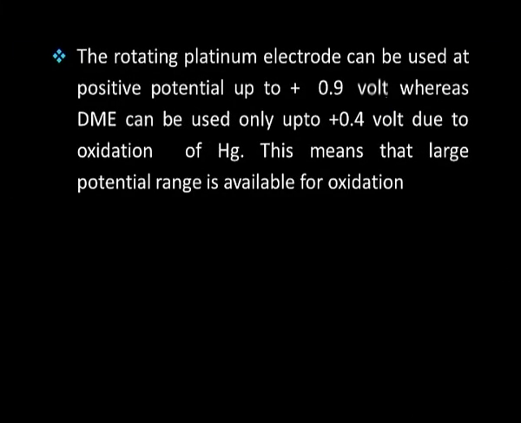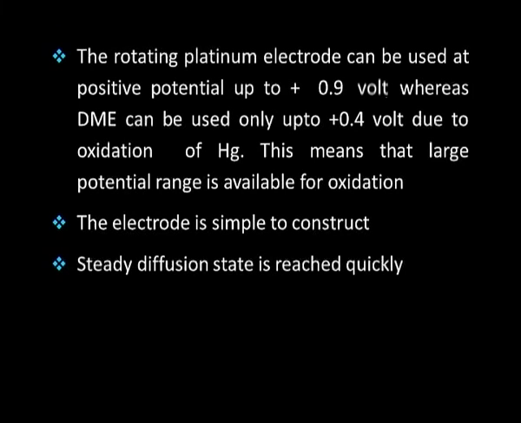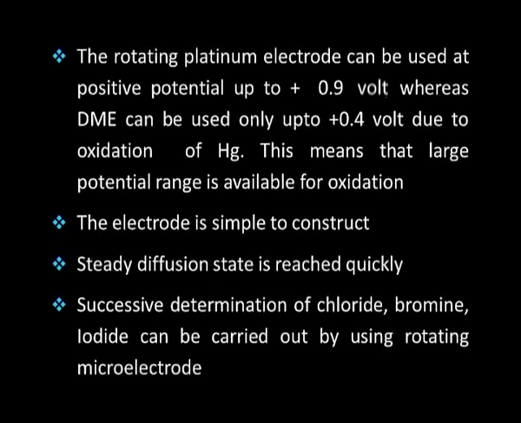The rotating platinum electrode can be used at positive potential up to about plus 0.9 volt, whereas the DME can be used only up to plus 0.4 volt due to the oxidation of mercury. This means that a large potential range is available for oxidation at the platinum electrode. The electrode is simple to construct. Steady diffusion state in this case is reached quickly, and successive determination of chloride, bromide, iodide can be carried out by using a rotating micro electrode.